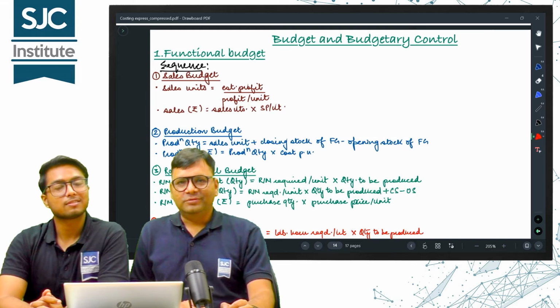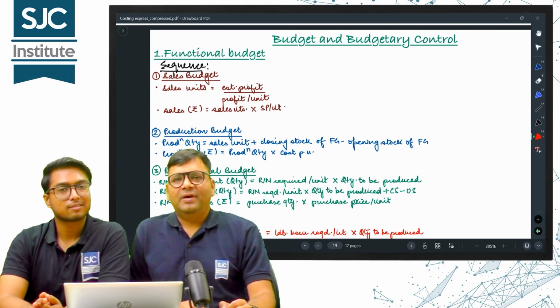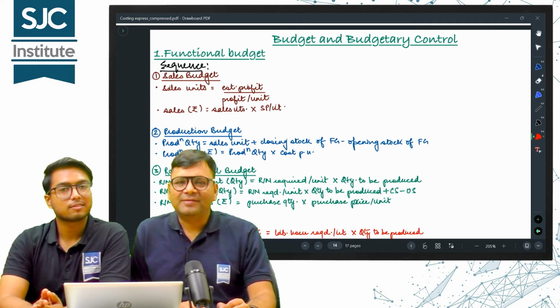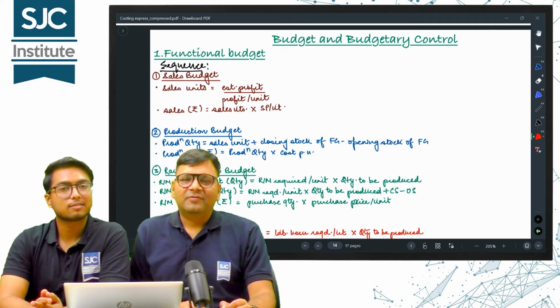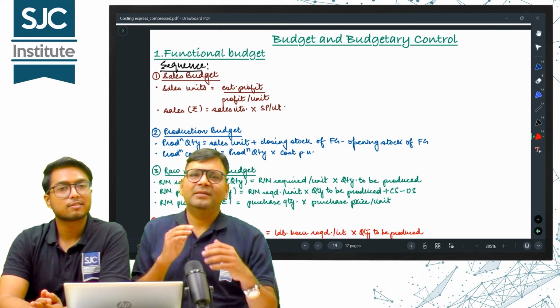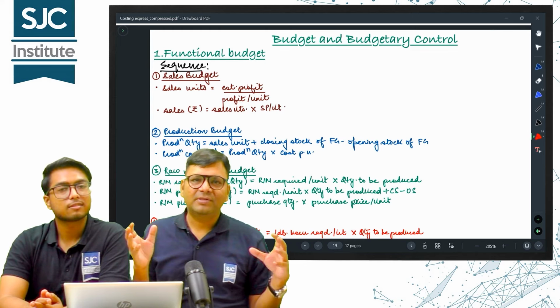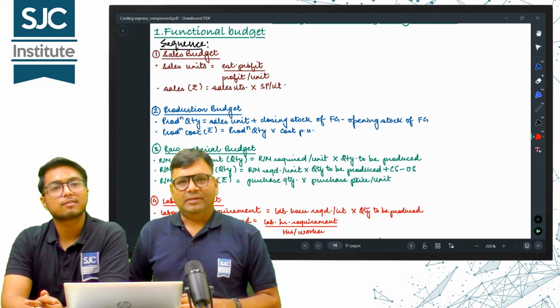Budget and budgetary control. There are three things to learn in this chapter. One is functional budget, another is flexible budget, and the third one is performance ratios. Let's understand functional budget. The sequence of preparing these budgets are: first you prepare sales budget, then production budget. From production budget there are two budgets, one is material budget, another is labor budget. Let's start with sales budget.